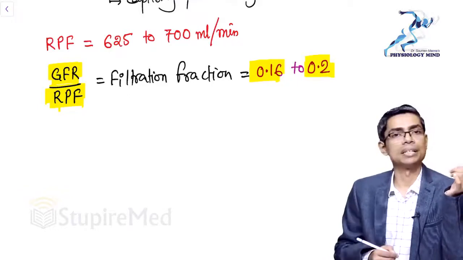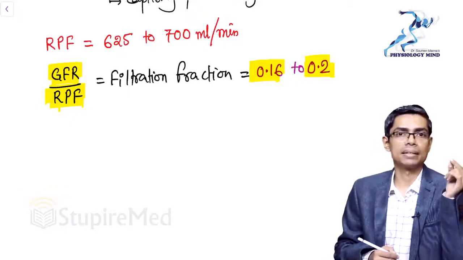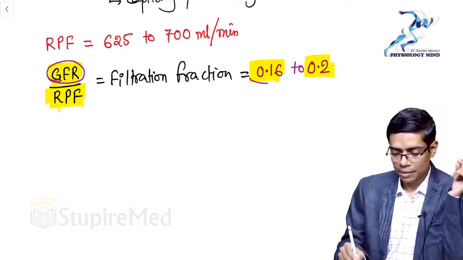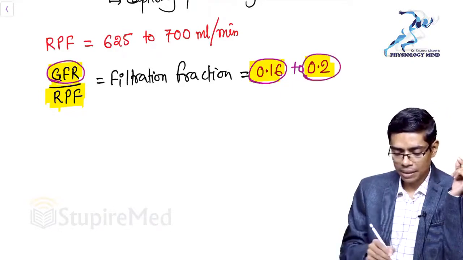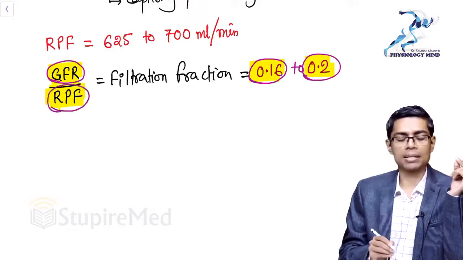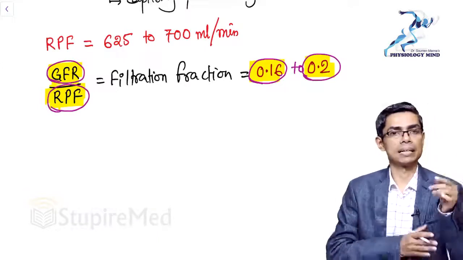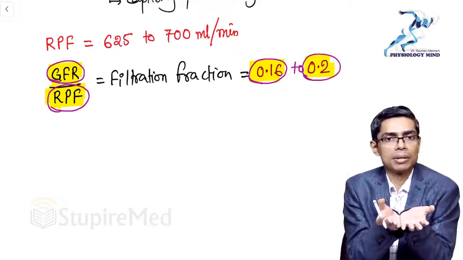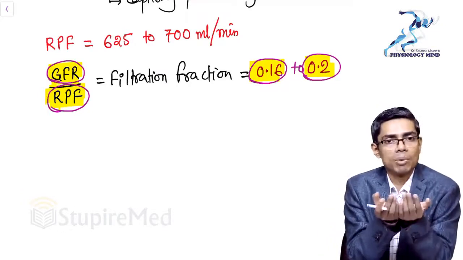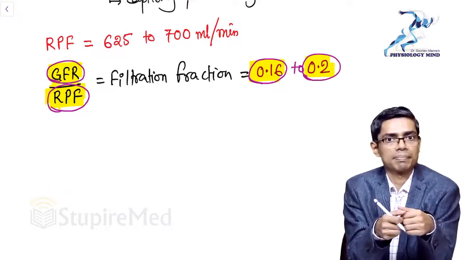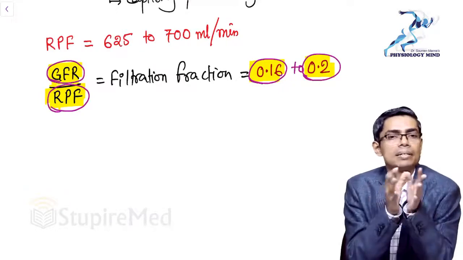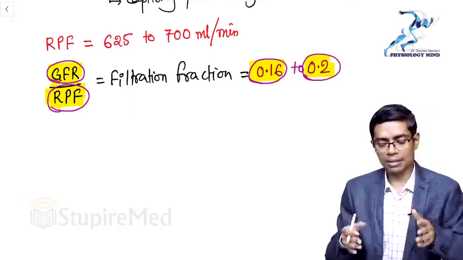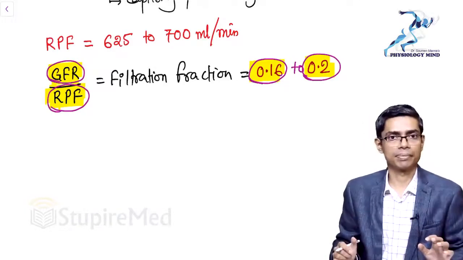So this is the normal value of filtration fraction. What does this ratio indicate to you? This indicates that GFR is 16 to 20% of renal plasma flow. That at a time the amount of plasma which is coming at the level of glomerulus is 700. How much plasma is filtered at a time? That is only 20% of the total plasma flow. That is the meaning of filtration fraction, right?